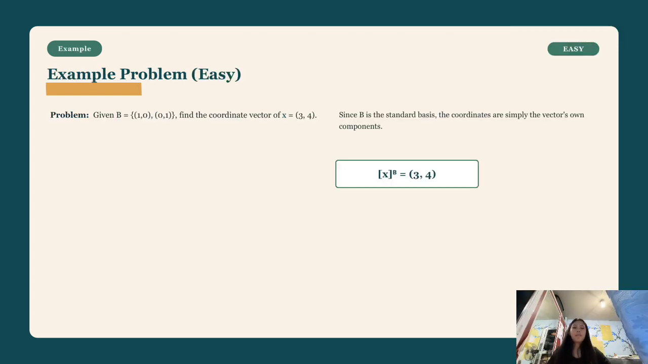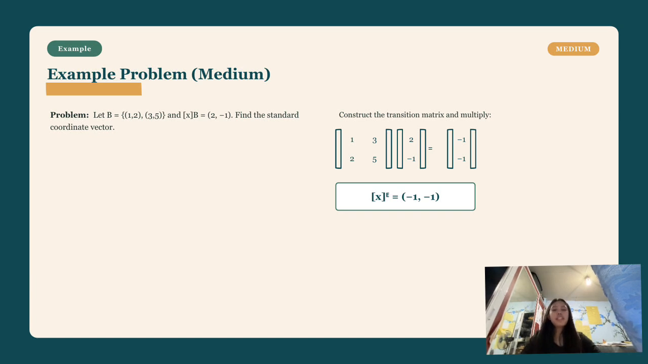So in this example, our basis is the standard basis, which consists of (1, 0) and (0, 1). The vector is (3, 4). Since the basis is already the standard basis, the coordinate vector is simply (3, 4). No calculations are needed because the vector is already expressed in the standard coordinate system.